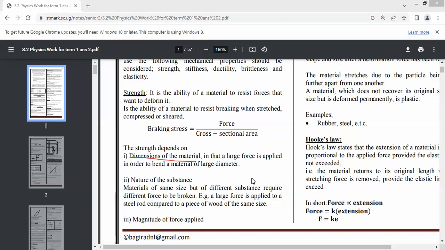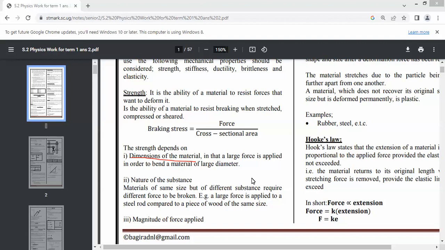So as you are noting down, please note down that diameter of a material or cross-section area of a material. And then you say that a material with a large diameter is stronger than a material with a smaller diameter. That is one of the factors.